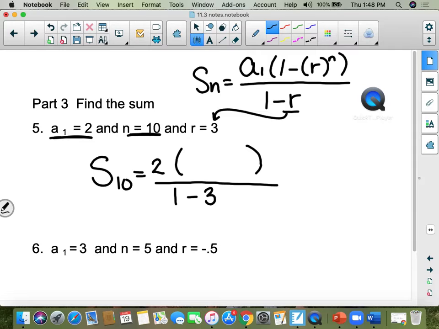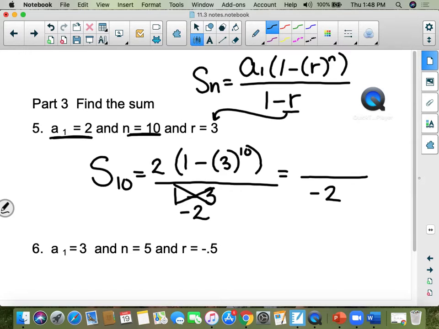I'm just going to follow it. 1 minus, put the ratio in parentheses and raise it to the 10th power. If I were you, I would probably simplify the denominator to a -2 to make your life easier. I would probably figure out what the top is and leave the bottom a -2. I think that would be the best thing to do so you don't get it wrong.